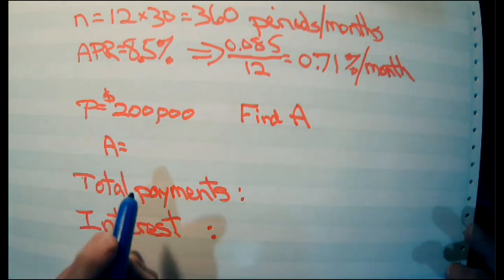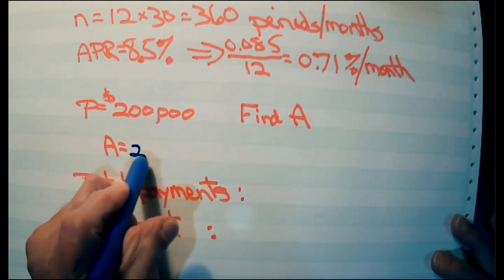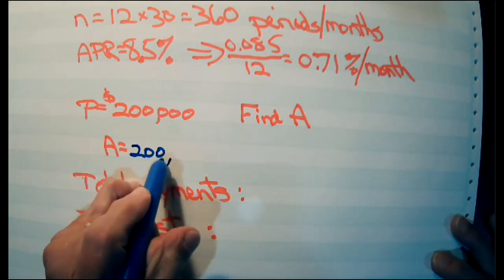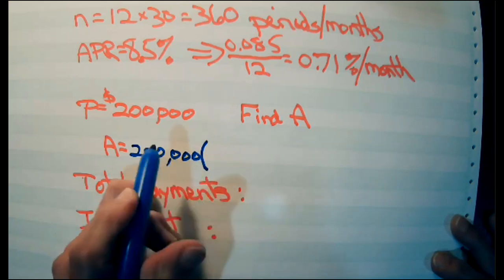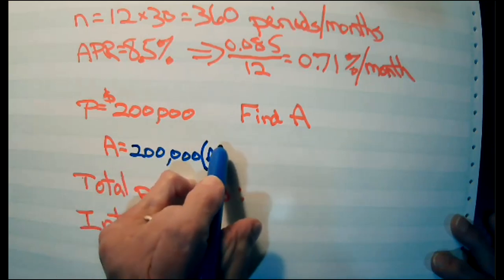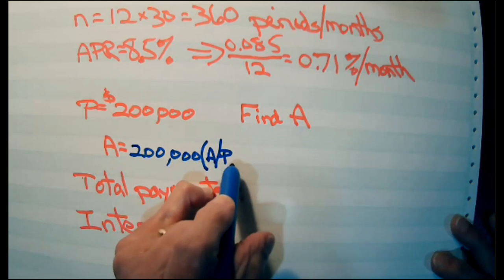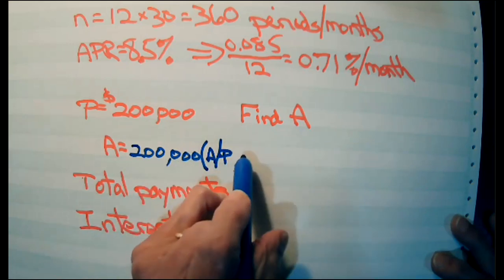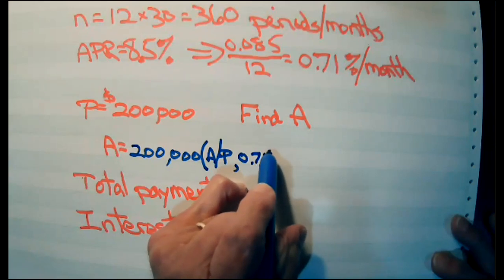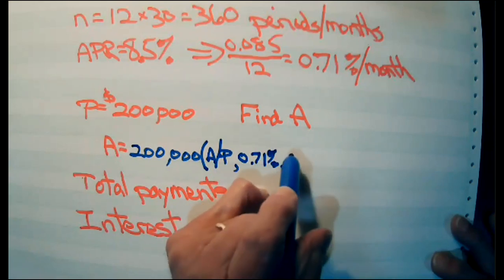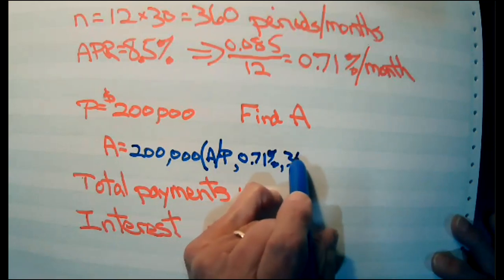A is equal to P, 200,000, times A given P. The interest rate is 0.71%. The number of periods, 360.